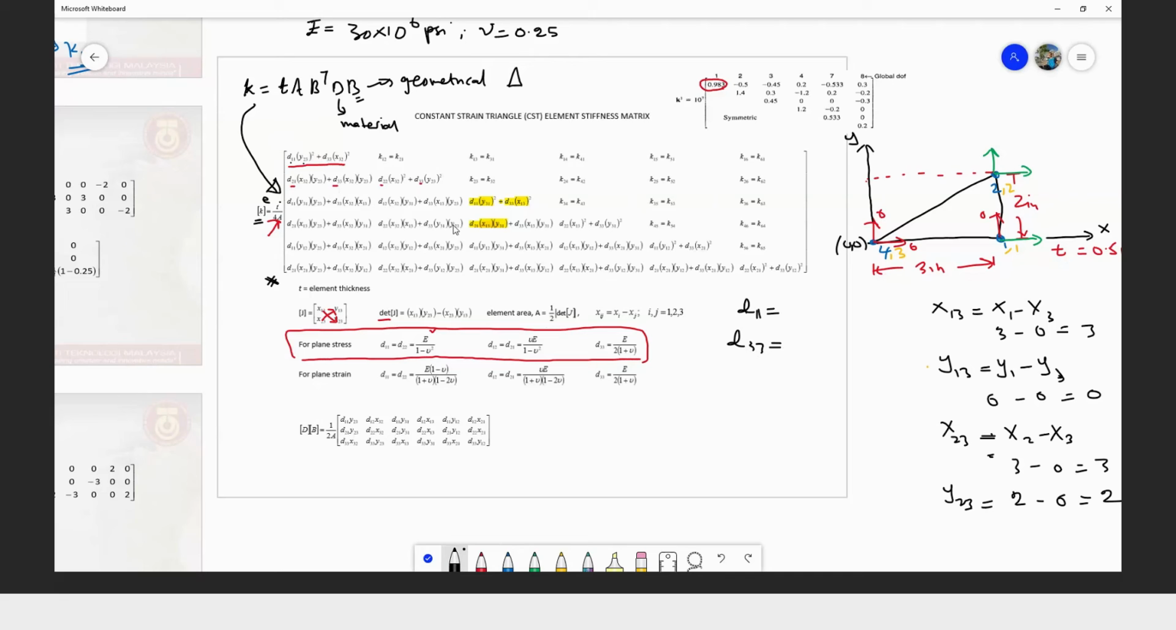We have 30 times 10 to the power of 6 divided by 1 minus the square of 0.25. This will give you D11 and D22. Can someone punch the calculator and share the value here, please?